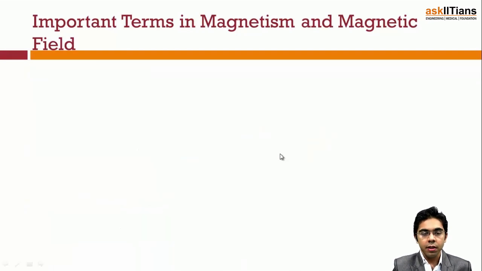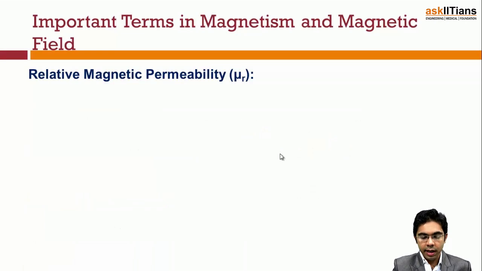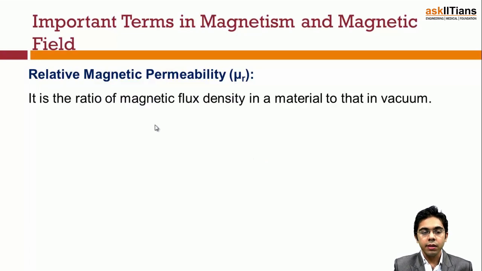Okay, now let's proceed. The next thing is the relative permeability, relative magnetic permeability mu r. What is this? It is the ratio of the magnetic flux density in the material to that in vacuum. And what is magnetic flux density? It is B.